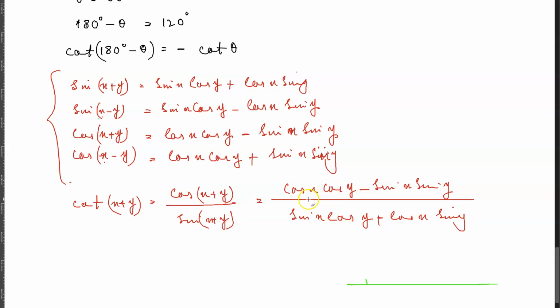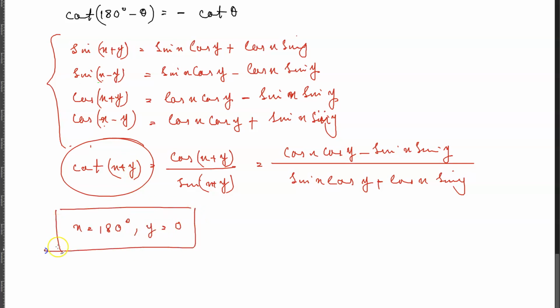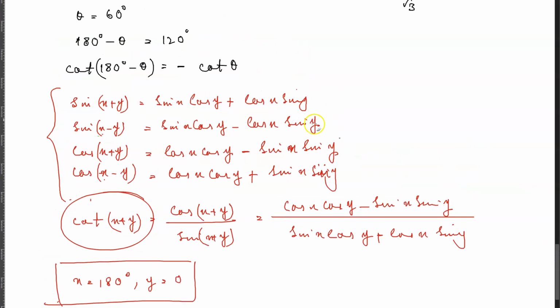And then there is always something that you can do, meaning you can always divide by something to simplify your ratio, for example, divide the numerator and the denominator by cos x cos y, and then you will get some formula for this. And then using that formula, set x equal to 180 degrees and y equal to, for example, theta, and see if you will get the exact same result that we got over here.